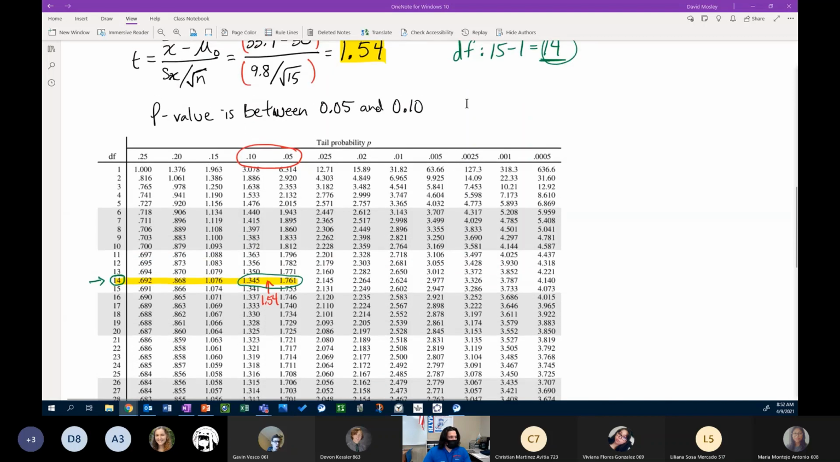Right up here. We can also write this kind of more mathy if we want to by using an inequality. We do that by putting the lower value to the left, and we say 0.05 is less than the p-value is less than 0.10.